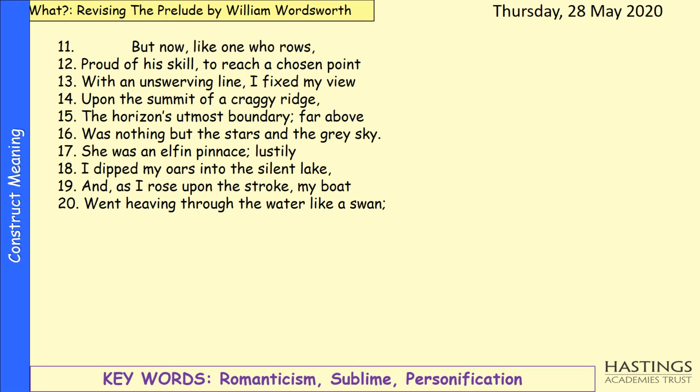The next part of the poem. Okay, so again, I'll read this bit of the poem and then I'll put some questions up for you to have a look at. So we move on. It says, "But now, like one who rose, proud of his skill to reach a chosen point with an unswerving line, I fixed my view upon the summit of a craggy ridge, the horizon's utmost boundary. Far above was nothing but the stars and grey sky. She was an elfin pinnace. Lustily I dipped my oars into the silent lake, and as I rose upon the stroke, my boat went heaving through the water like a swan."